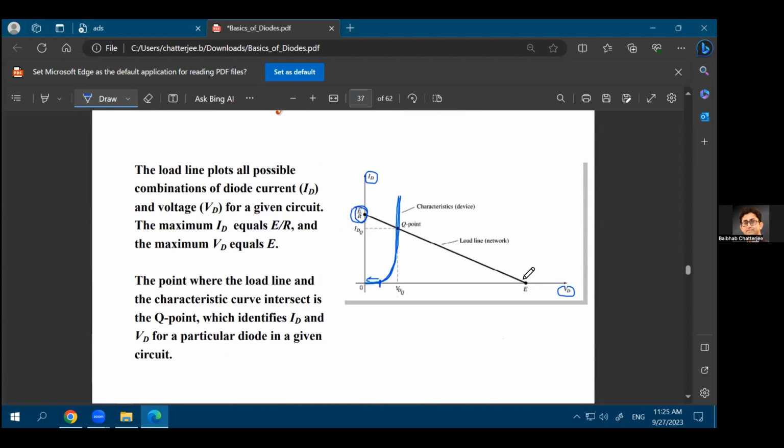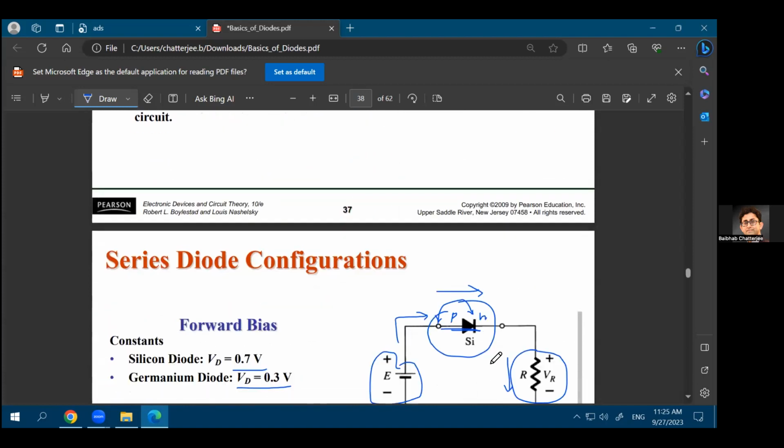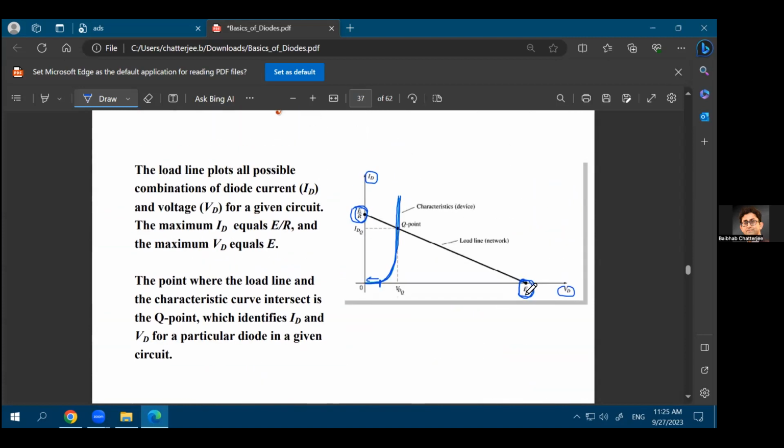Similarly, if you assume that the entire voltage drop E is happening across the diode, then there will be zero current flowing through the circuit. Right? There is zero voltage drop across the resistance, which means there is zero current through the resistance as well as the diode. So this point says the entire voltage drop happens across the diode, and that's why you have zero current through the circuit. Now, as you connect these two points together, that's basically the resistance line of the circuit. And the crossover point of the diode characteristic and this load line will give you the actual solution.